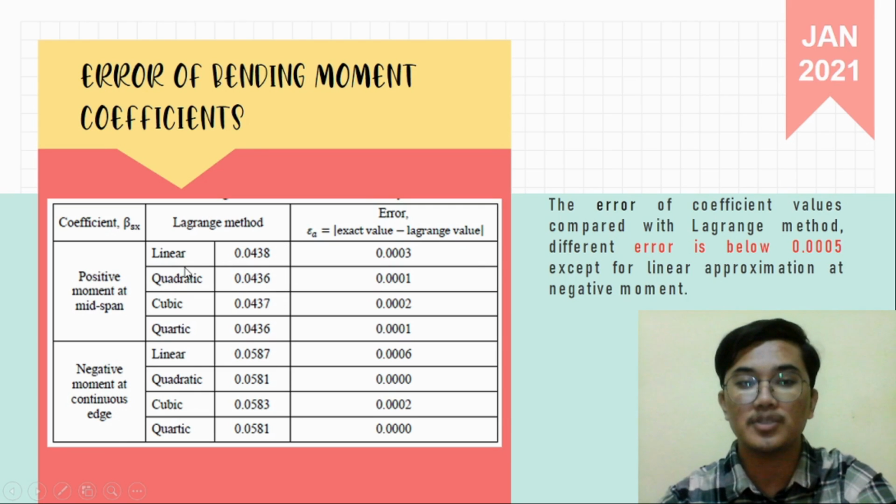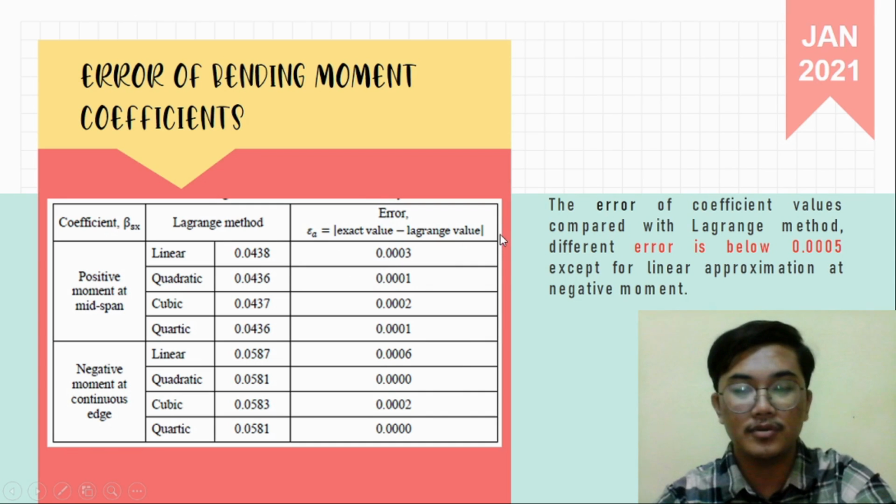We use the Lagrange method, which are linear, quadratic, cubic, and quartic. So, as using this Lagrange formula, we got the value stated here. As for the error, we use the absolute error formula, which is exact value minus Lagrange value. So, got the value stated here. The error of the coefficient value compared with Lagrange method, different error is below 0.005 except for the linear approximation at negative moment.